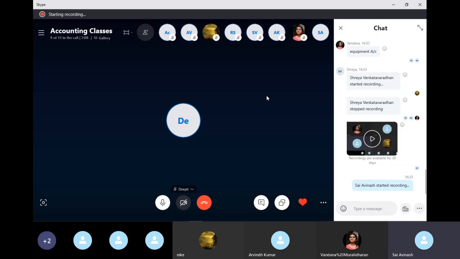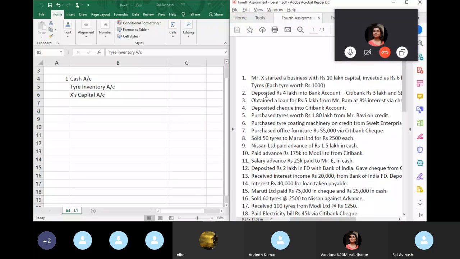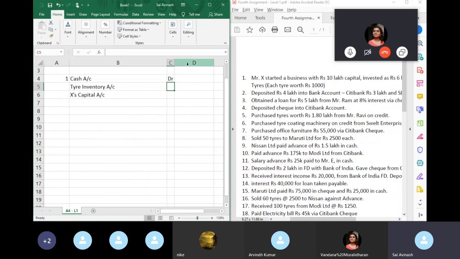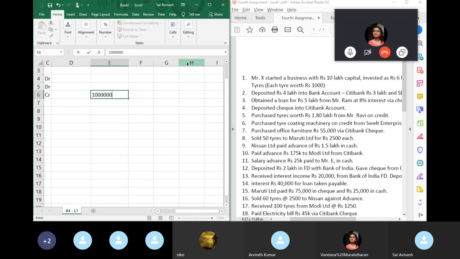Okay. So there are three accounts involved: cash, tire, and excess capital. Right? So we know that the business is receiving cash and tires. So both are asset accounts. You debit them, so they increase. Capital, it's equity or liability. It increases, so it's credit. And the balance is 10 lakhs credit, right?